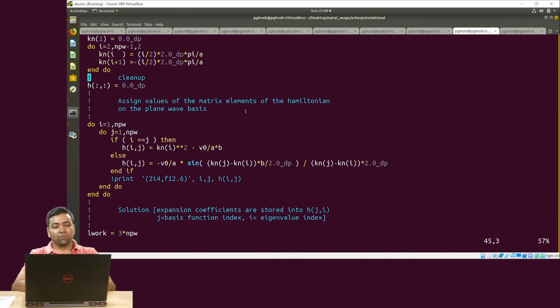Though in this lecture we have discussed only plane waves, there is no necessity that it has to be plane waves. This method also applies when you use, for example, a localized basis set, such as atomic orbitals, to solve your Schrodinger equation. Then also this method applies equally well. In that sense, this is a much more general method.